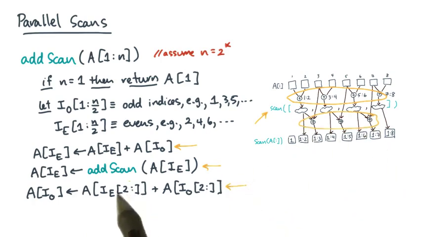Now note that I've used this Python slicing notation to mean starting at element 2 and going to the end of the array. If you can convince yourself that n equals 1 produces the correct result, then you can use induction to prove that the overall algorithm is correct.